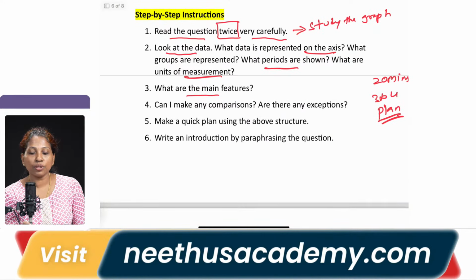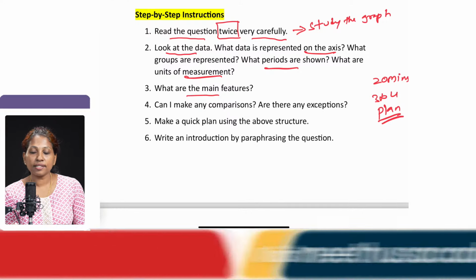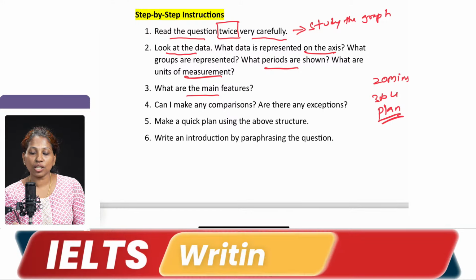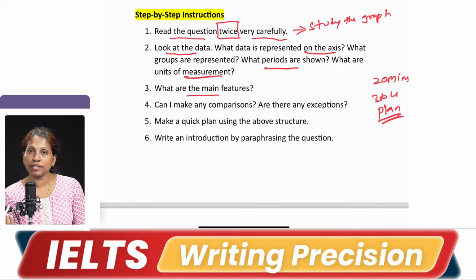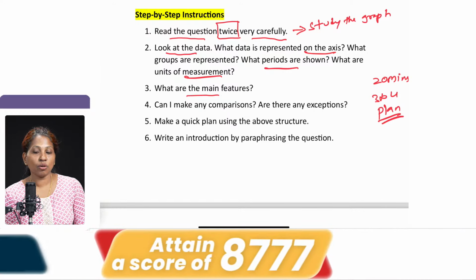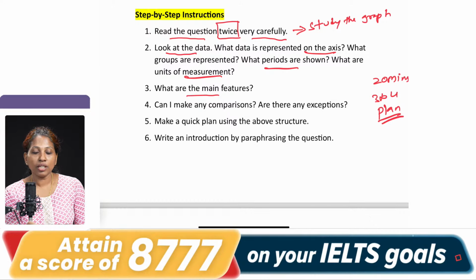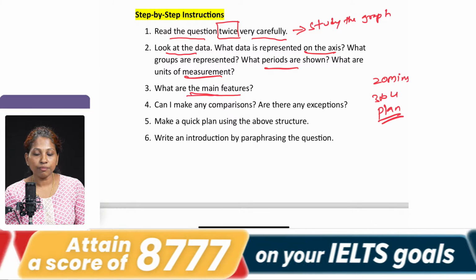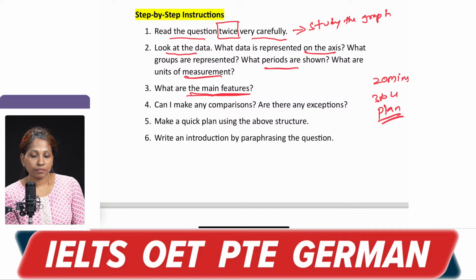So once you read the question very clearly, then you analyze the diagram, okay, and check all the labels, title, the x-axis, the y-axis, the measuring unit, time period, everything. All the references will come in your report. Then you look out for the main features, right?